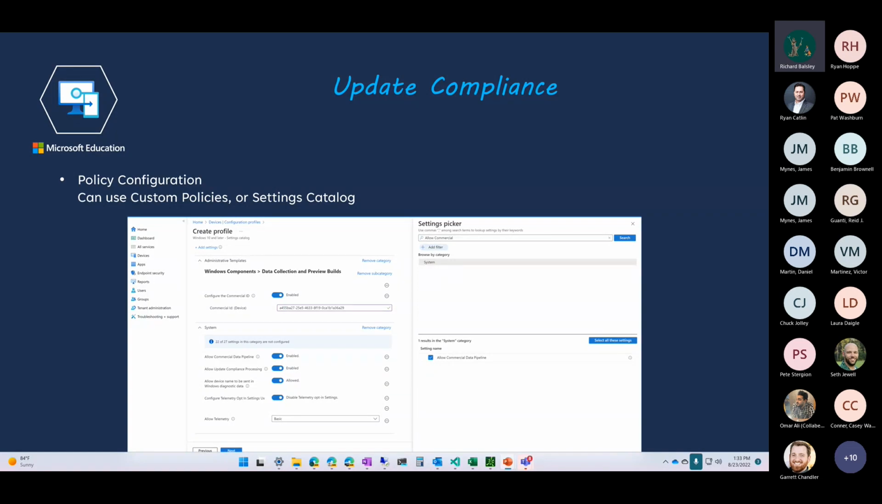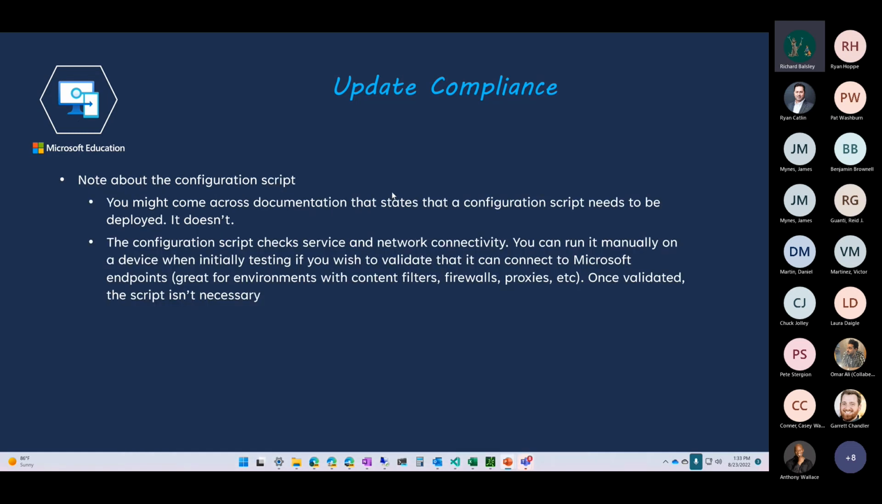But this is the simplest way, I think, to set up the policies for update compliance within Intune. And once you have these all set up this way, just click on next, and then you'll assign it to a device group. And once set to the device group, then the data will start to flow.